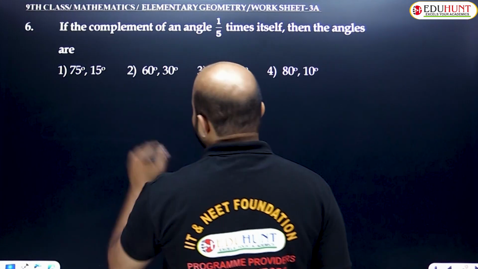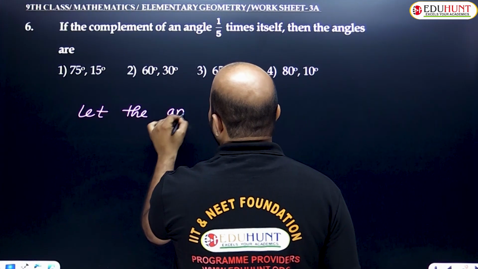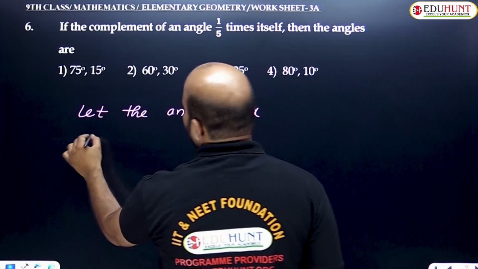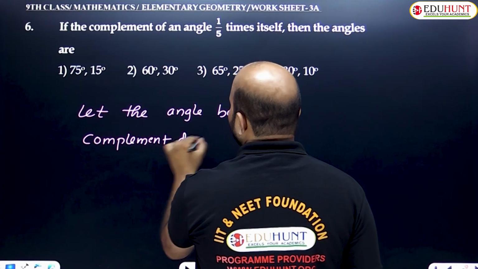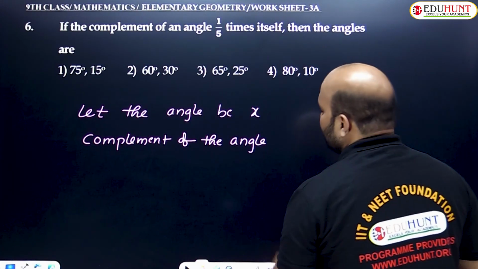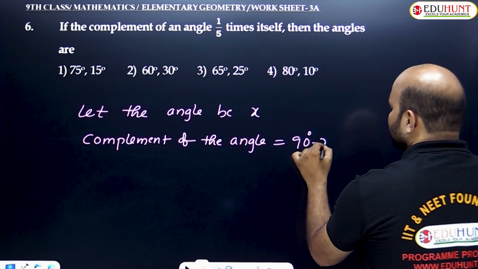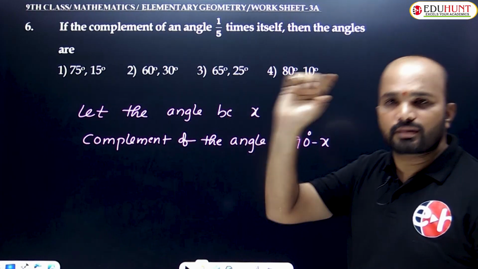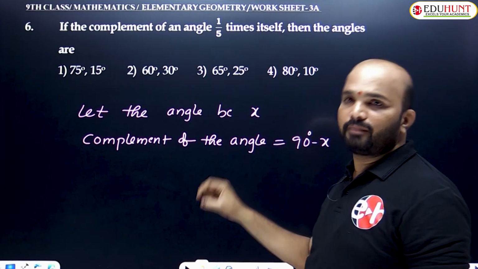So clearly we need to understand in this question, let the angle be x. If you consider the angle is x, what is its complement? Complementary angle means the sum of the two angles equals 90 degrees. So the complement of the angle is 90 degrees minus x. Am I clear? One angle is already considered as x, and the remaining is 90 minus x.